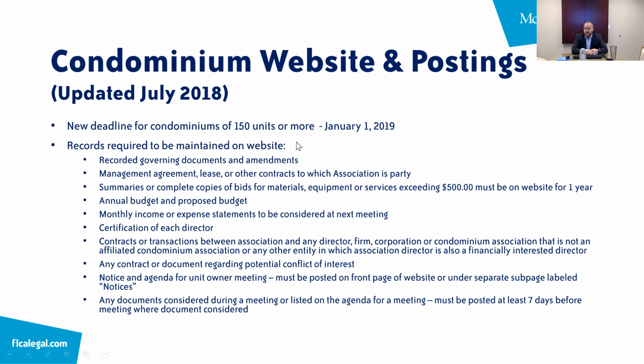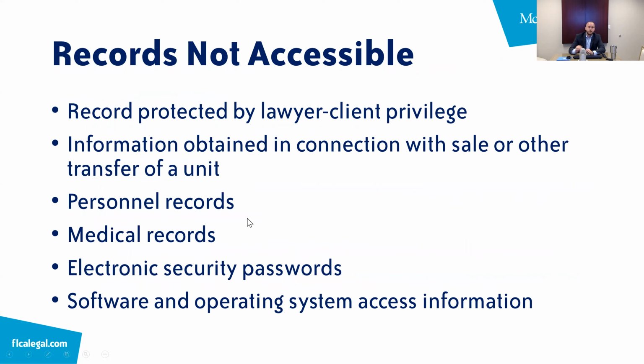If you have an association of 150 units or more, and normally when I'm in front of you, I'd ask you to raise your hands, I'd like to see how many condo associations there are like this. You have to have a website as of January of 2019. I'm not going to read through all of this, but this contains all of the documents that have to be made available on the website. Again, for co-ops and for HOAs, I could see this being a requirement in the future for larger communities like that, but for now, it's only for condos.